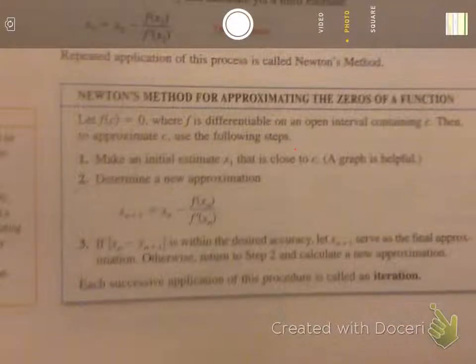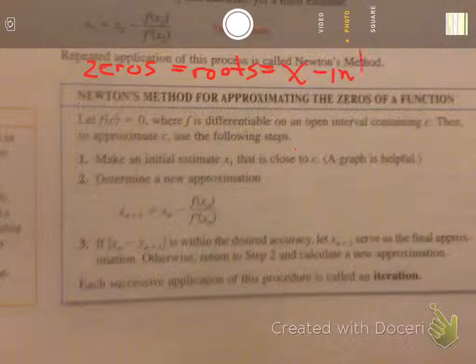If you were here on Friday, you know that we discussed a method of approximating the zeros of a function called Newton's method. Now, the zeros of a function, other words that you may be more familiar with, are the roots of a function, or x-intercepts. They're called zeros of the function because it's the value of x where y equals 0.